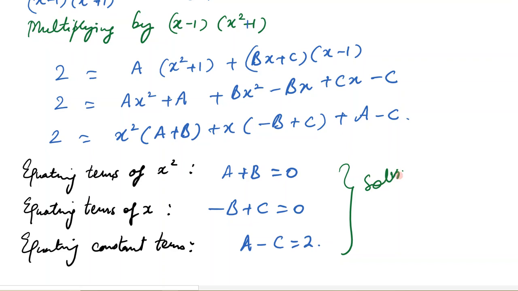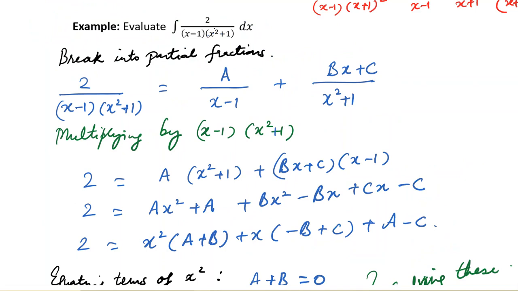So solving these, how are we going to solve this? From here we get b equal to c, and we can put that value here. So we get a minus c equals 2 and a plus c equals 0, and when you add those equations together you get the value of a. So 2a is equal to 2, so a is equal to 1, or you can simply use your calculator. So a equals 1, b equals negative 1, and c equals negative 1.